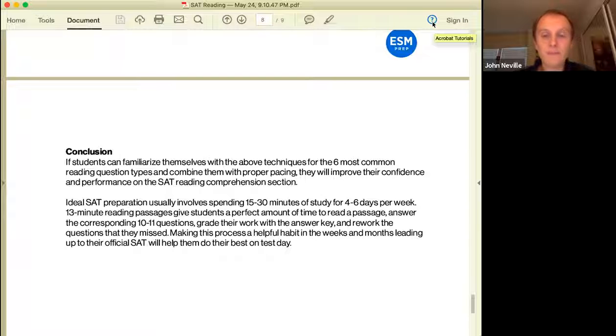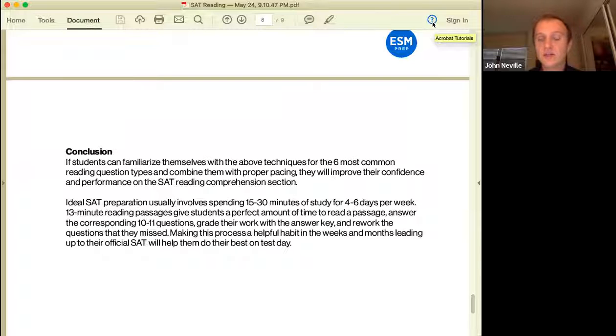One other point that I want to make is that notice that doing one reading passage, which takes 13 minutes, is kind of an ideal amount of study time. You take 5 minutes to read the passage. You take 8 minutes to read the questions and answer the questions. You take a minute to check and see how many you got right, how many you got wrong. You take 5, maybe 10 minutes to figure out and rework the questions that you missed. And there you have like a nice 20-minute chunk or so of time to do an SAT reading question.